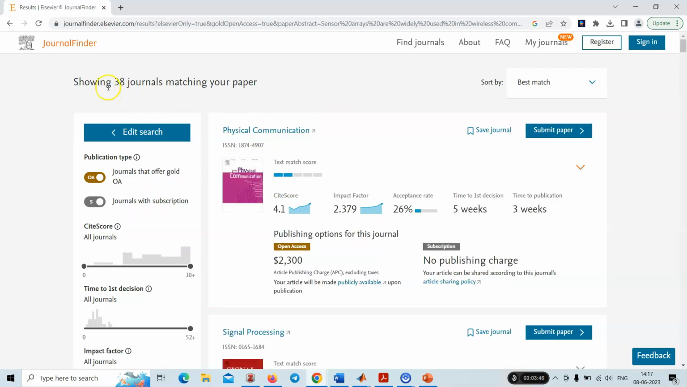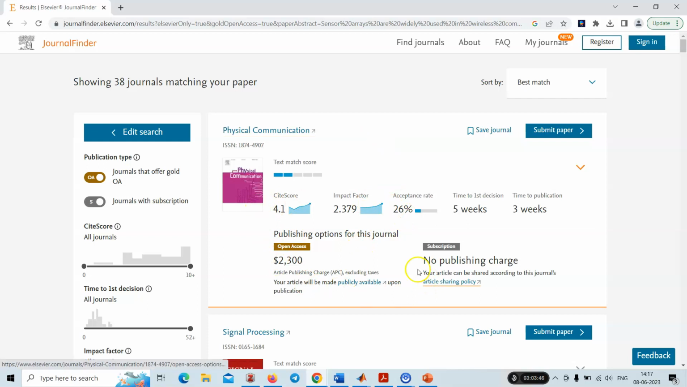So it is displaying 38 journals which match my paper. For the kind of abstract and title which I have given, there are 38 matching entries in the Elsevier publication house which accept this type of papers. Tentatively accept means it's not like if you submit your paper to these journals, it is guaranteed that it will get accepted. Not like that. Tentatively, these kinds of journals are interested in this kind of content. For example, the first one is Physical Communication.